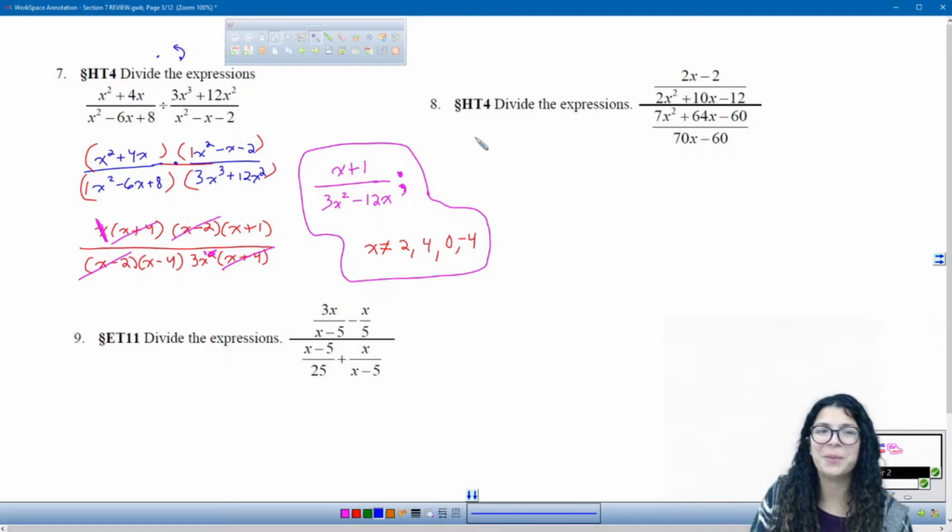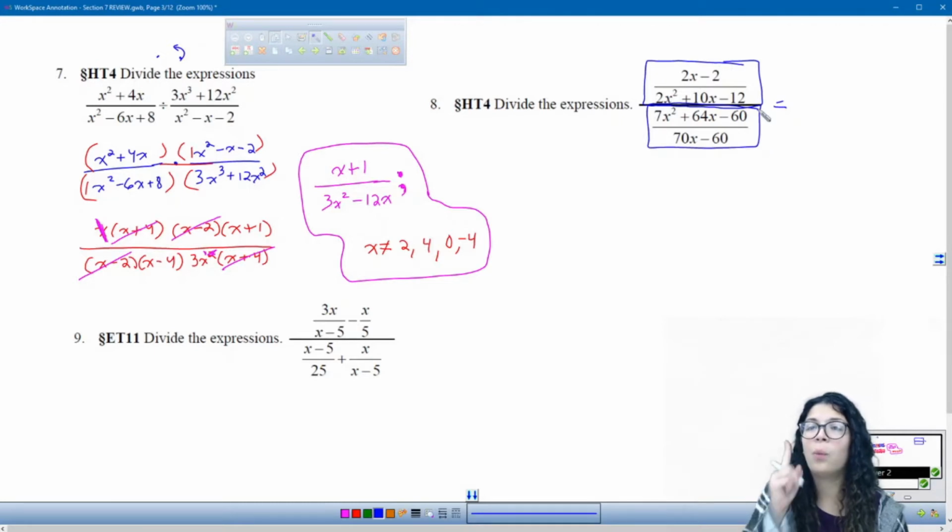Okie dokie. Let's move on to number 8. So number 8 is a division question. This is a complex fraction, right? We have numerator divided by denominator. Remember that we want to simplify the numerator and simplify the denominator into one fraction. However, in this case, the numerator is already one fraction and the denominator is already one fraction.